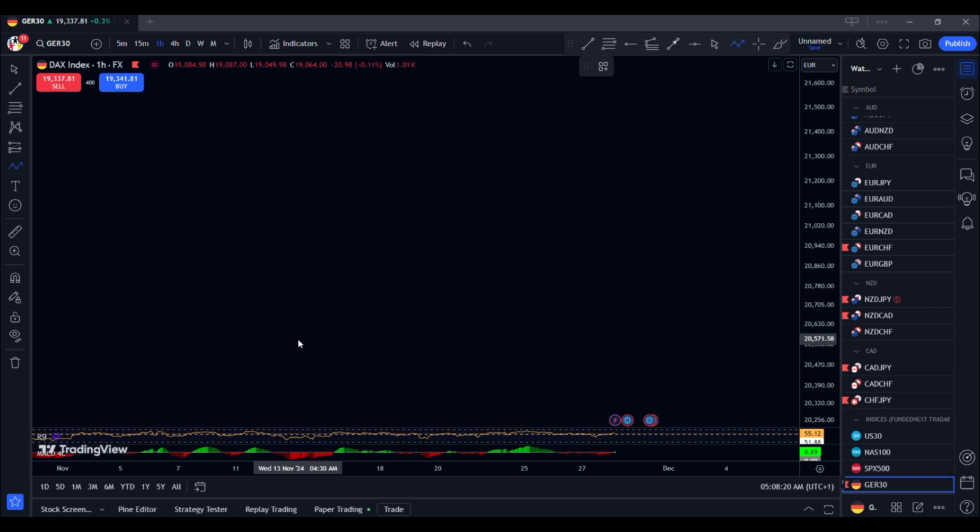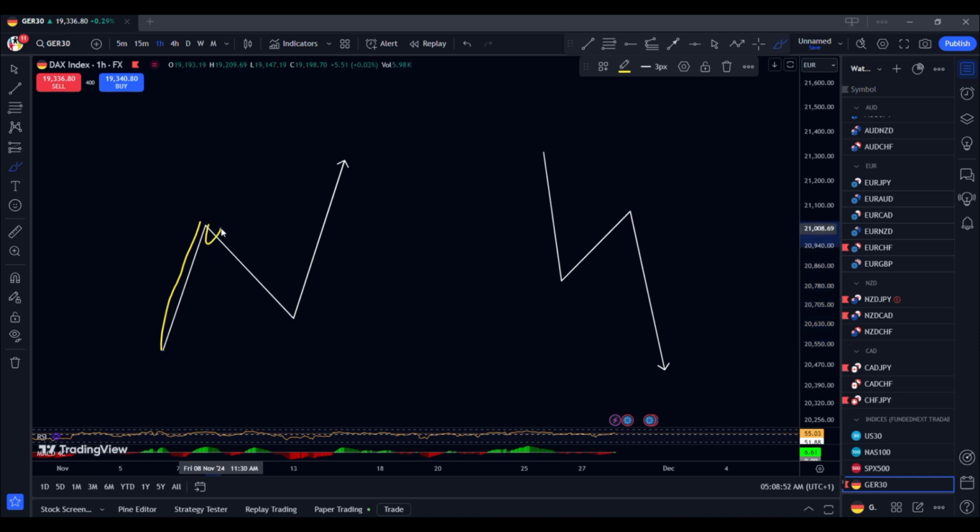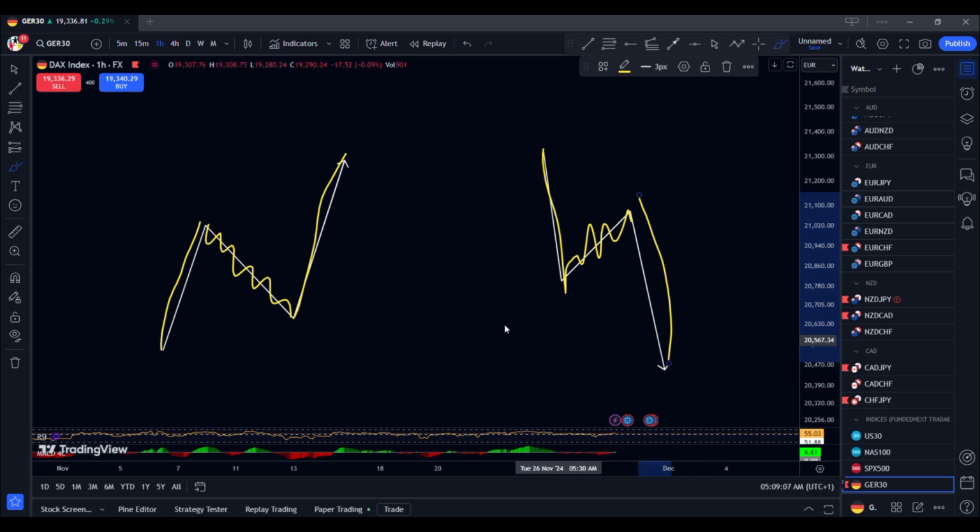According to Dow theory, if you read it comprehensively and understand it, the market moves in 3 waves. This is an uptrend. This is a downtrend. So the market moves in 3 waves. So you have an impulse, you have a correction, you have an impulse. Likewise, on the downtrend, you have an impulse, you have a correction, you have an impulse.